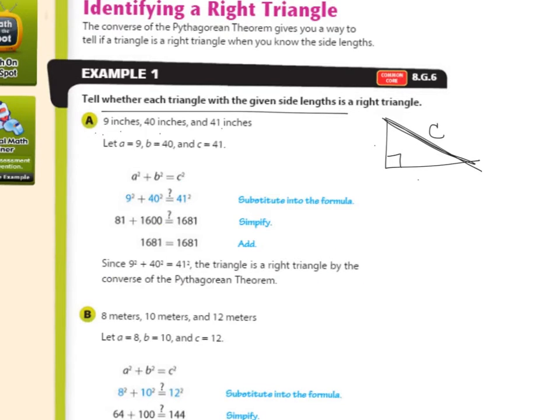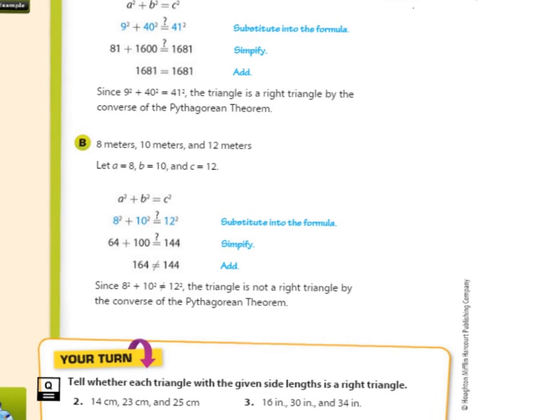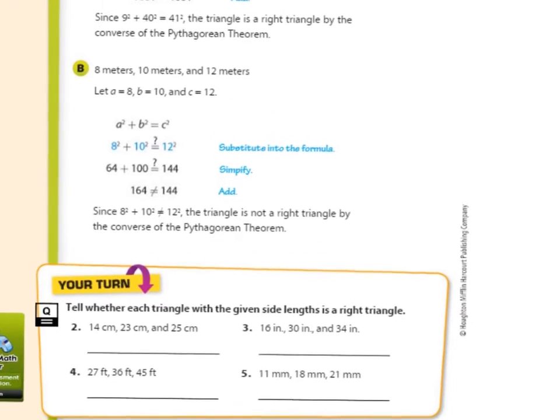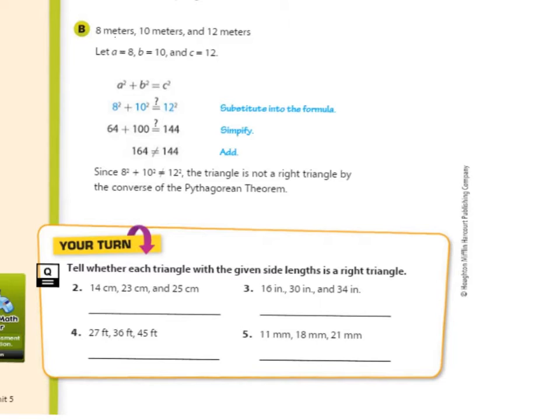And then they went ahead and gave you another example where they gave you side lengths, and you had to plug those in. Okay, so you've got 8 meters, 10 meters, 12 meters, and we're going to plug each of these into the Pythagorean theorem. Remember, the largest one always needs to be C. So you've got 8 squared plus 10 squared maybe equals 12 squared. 8 times 8 is 64. 10 times 10 is 100. 12 times 12 is 144. We're going to add these up. 64 plus 100 is 164.